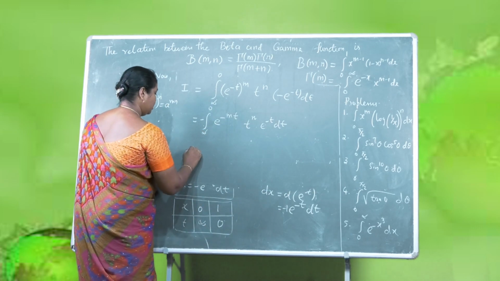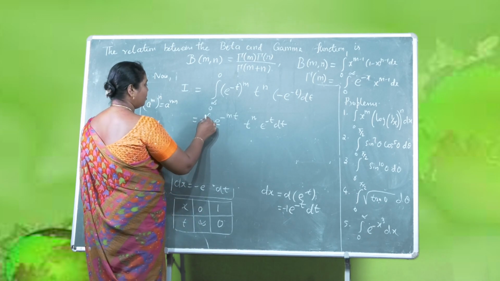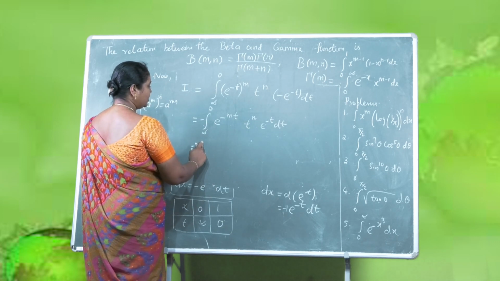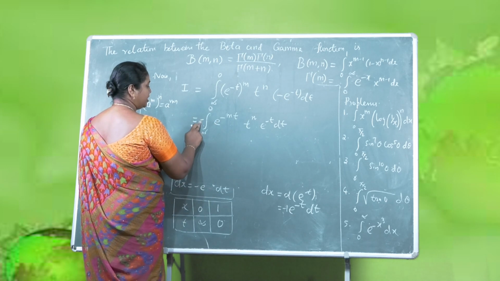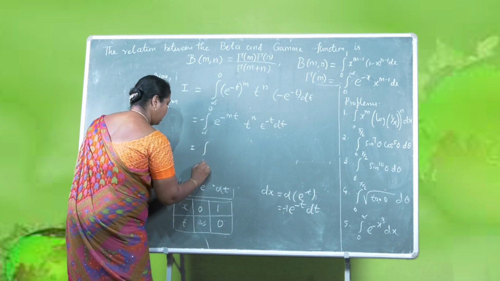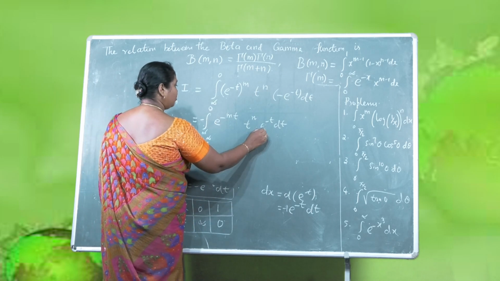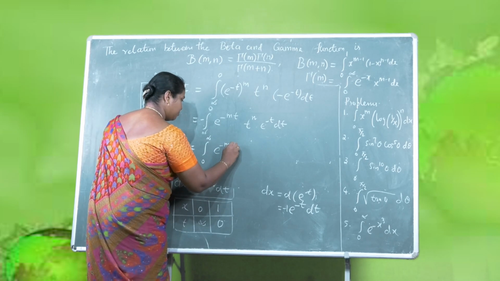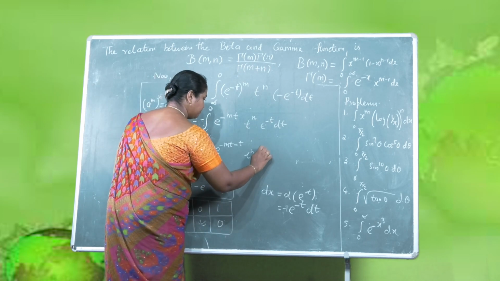So now before that we can use one formula. What is that formula? That is a property for definite integrals: if you change the order of the limits of integration, a minus sign will come outside. Already there is a minus sign, so this will become the integral from 0 to infinity. Now we have to collect these exponential terms together. So e power minus mt minus t into t power n dt.